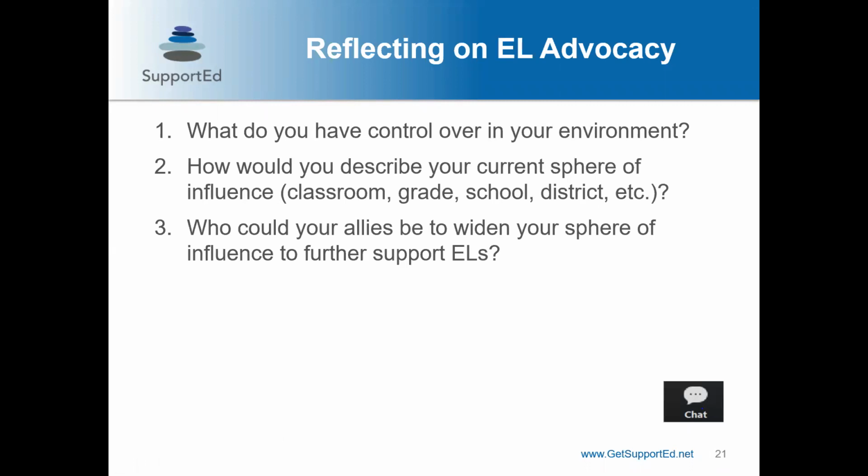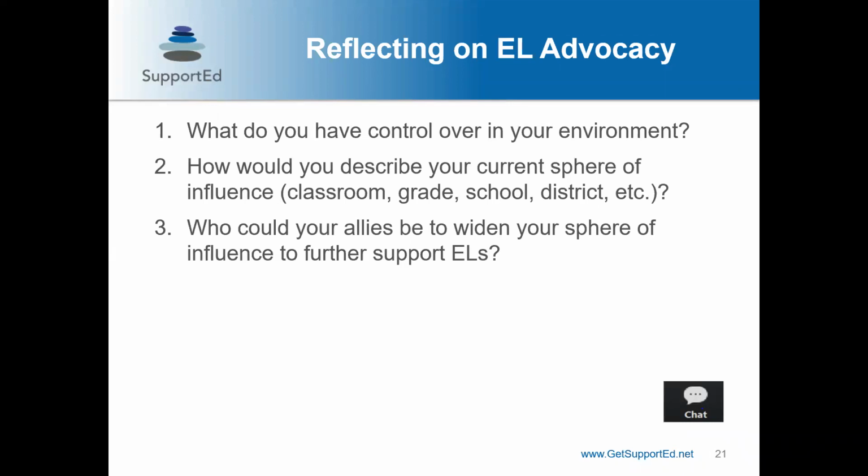So again, reflect on where you are in your EL advocacy and think about what you have control over in your environment. I think in particular about, for many of us, testing season is coming along. What do you have control over, for example, in testing or assessment of English learners? Where might some areas be, or what's your sphere of influence when it comes to a specific issue? And who could your allies be?